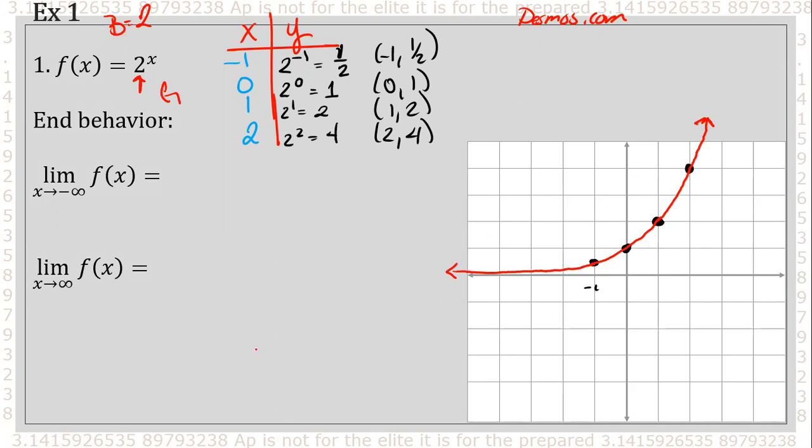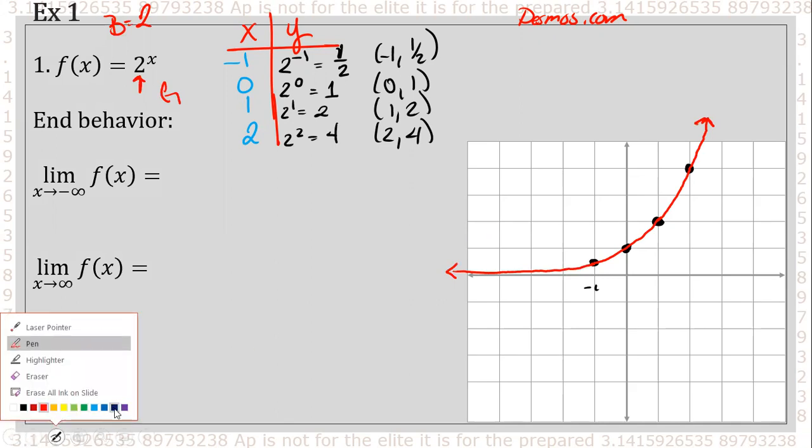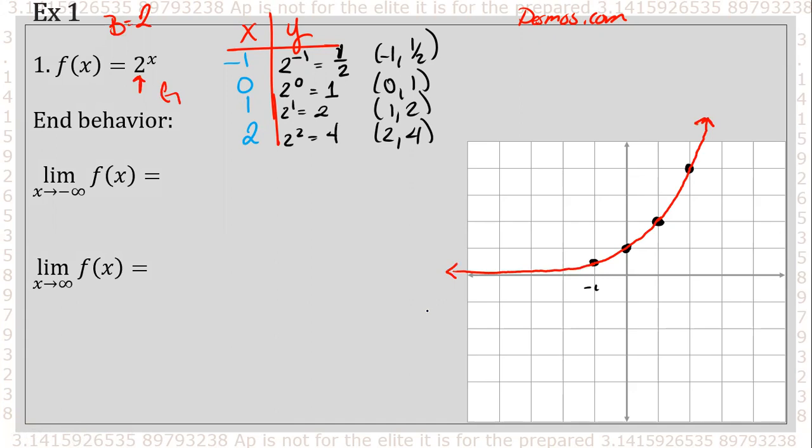So this right here, guys, when we're talking about end behavior, we're going to look at these fingertips, at these arrows right here, of what the function is doing.